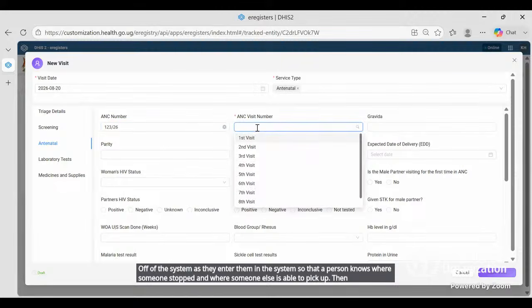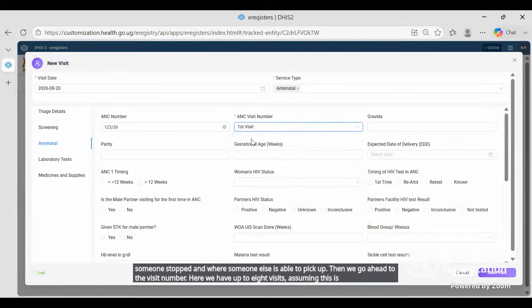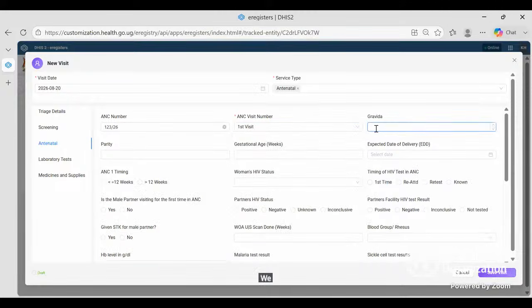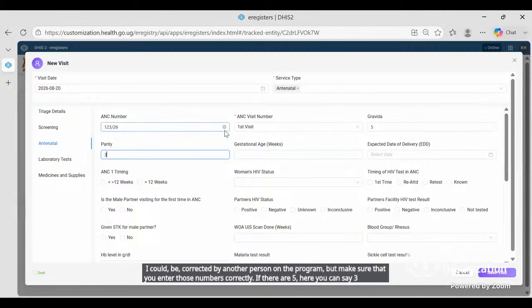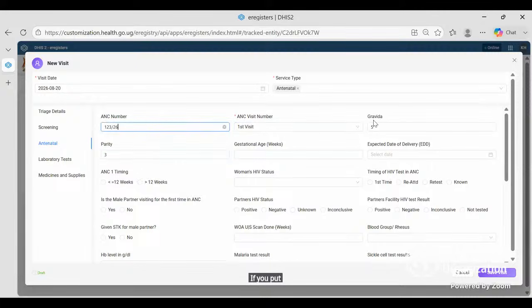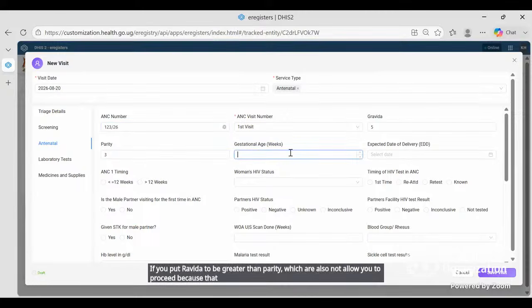Then we go ahead to the visit number. Here we have up to 8 visits, assuming this is the first visit for this mother. We have the gravida and the parity, where I think the gravida is the total number of pregnancies, and the parity, those that have gone beyond, I think, 28 weeks. I could be corrected by another person on the program, but make sure that you enter those numbers correctly. If there are 5, here you can say 3. If you put gravida to be greater than parity, we shall not allow you to proceed because that is information that is not correct.